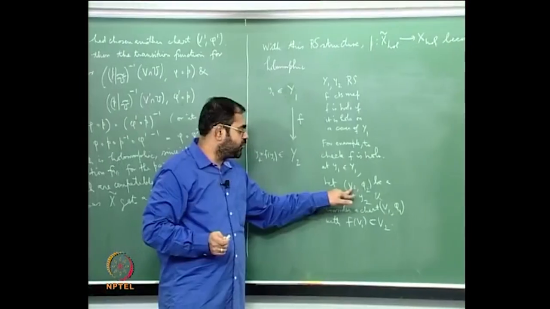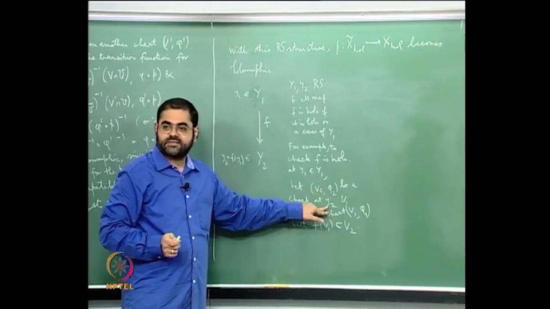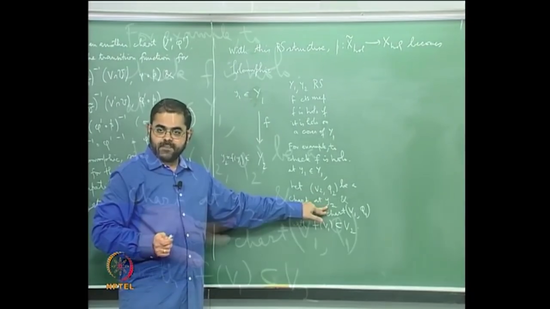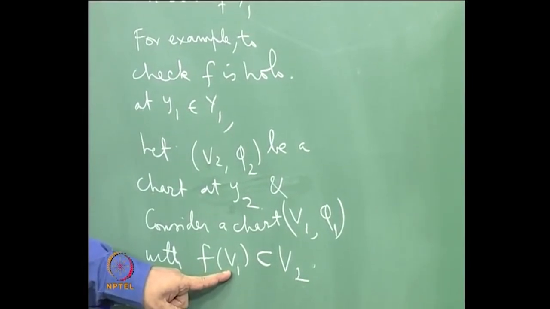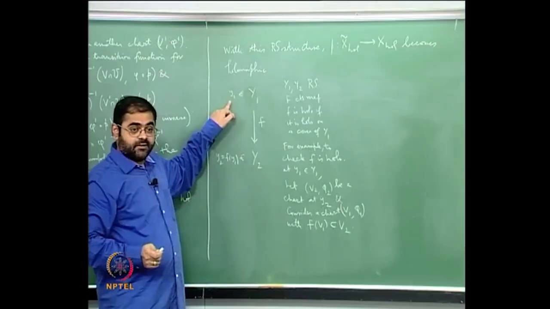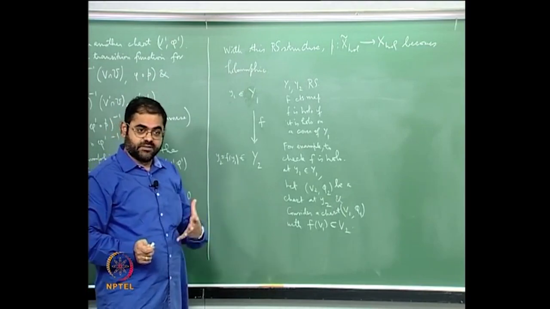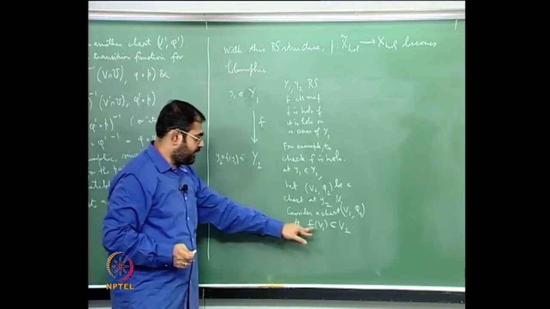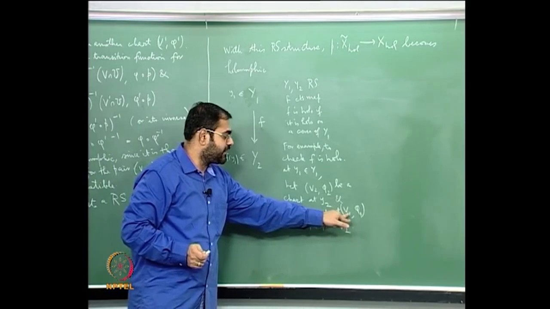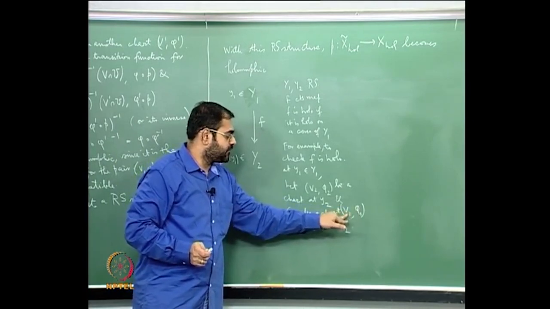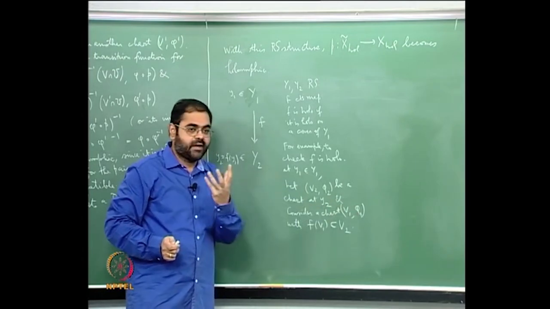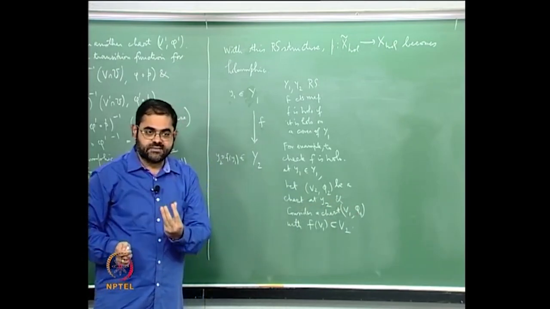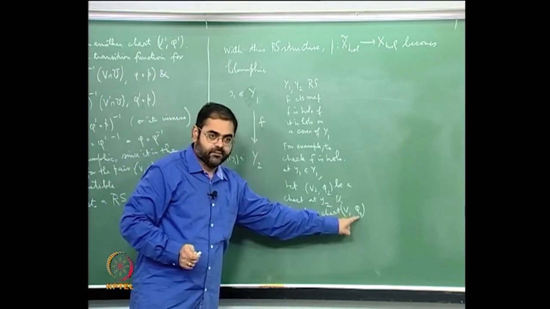You see, V2 is an open set which contains y2. By continuity I must be able to find an open set V1 of y1 which goes into V2. That is just because of continuity. And then there will be a chart. I may have to shrink V1 if necessary so that I get a chart.